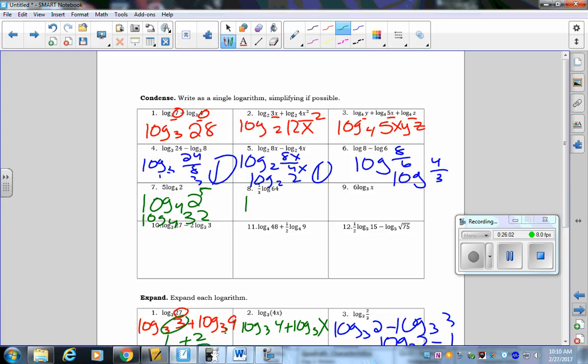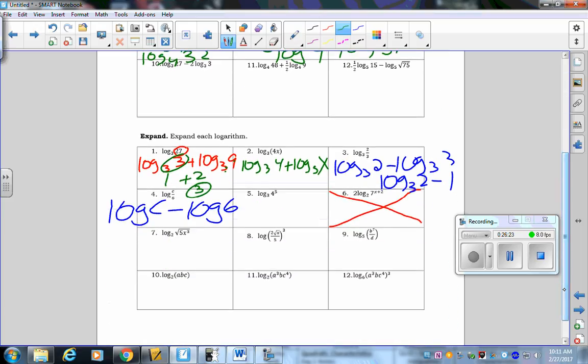This one, it's log of 64 to the 1/3. I can take the cube root of 64, so this is log base 10 of 4. And number 9, log base 3 of x to the 6th. I can't do anything with x to the 6th, so that's it. Right, and then going the other way, we only have one example. Taking it and putting it in front. Okay, so I have 5 log base 3 to the 4.